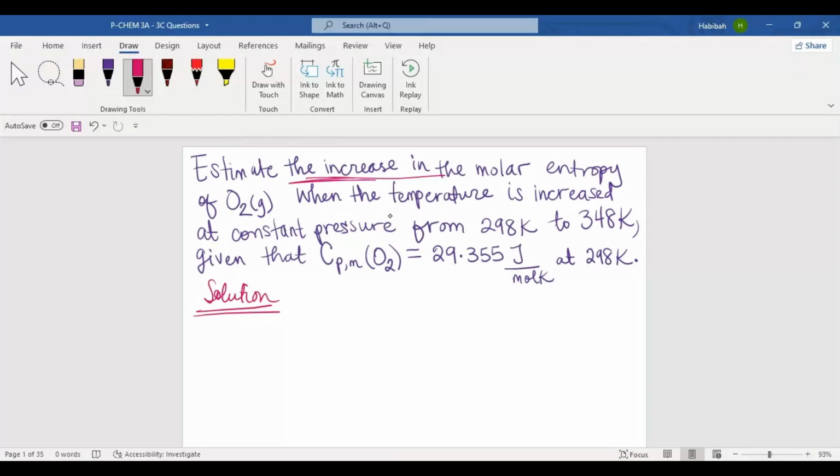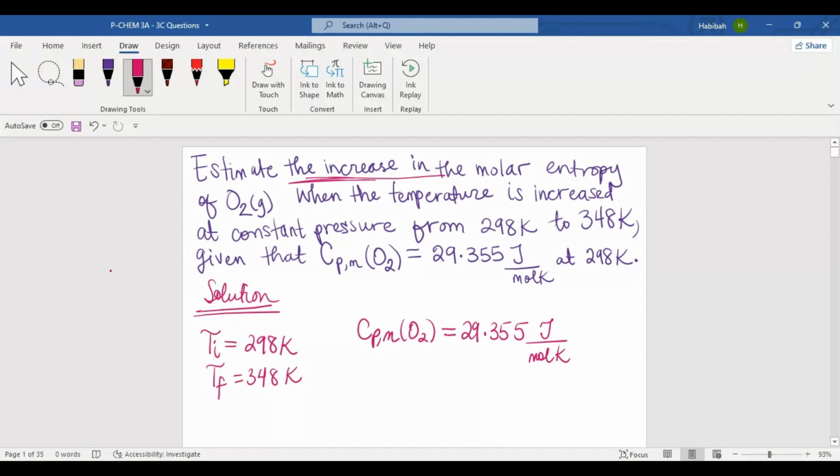So we're dealing with a question where there's a temperature increase at constant pressure. The pressure is constant all through, but we have an initial temperature and a final temperature. The initial temperature is 298 kelvins, and it increases to 348 kelvins, so the final temperature is 348 kelvins. Given that the molar heat capacity at constant pressure of O2 gas is 29.355 joule per mole Kelvin. So that is basically the question.